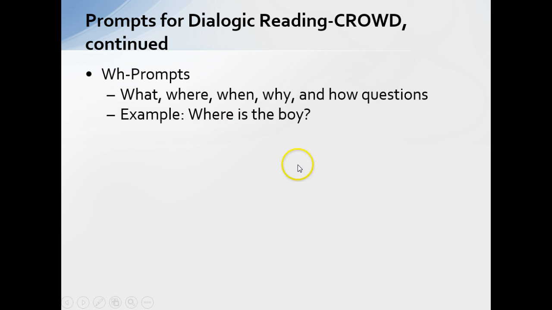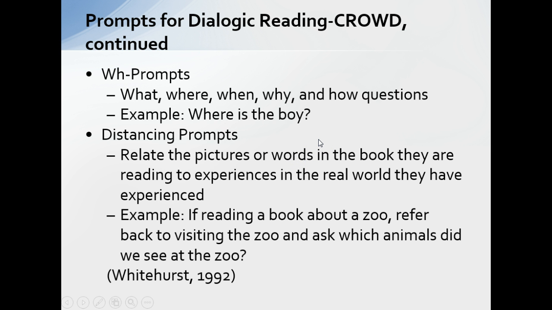Example, "Where is the boy?" And the D stands for distancing prompts, where we want to relate the pictures or words in the books the students are reading to the experiences in the real world they have already experienced. For example, let's say in class we're reading a book about a zoo, or at home we're reading about a book about a zoo, and we know that the child visited the zoo on a class field trip. So we want to refer back to visiting the zoo and ask which animals they saw at that zoo, and use that knowledge and their experiences.